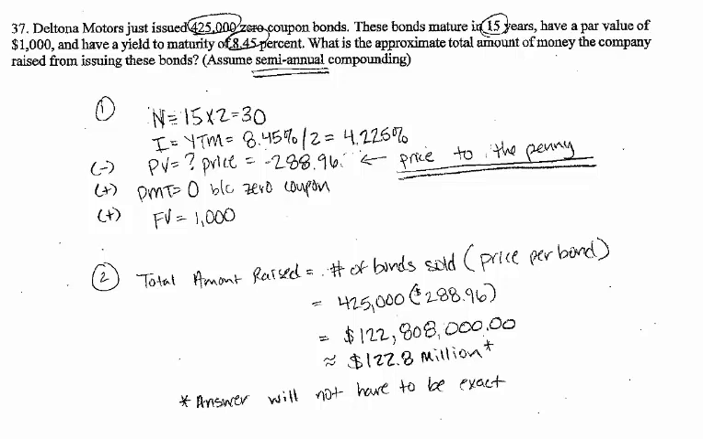So what is the approximate total amount of money that the company raised from issuing these bonds? So it's kind of like that zero coupon bond problem before, except in the reverse order. Here we're trying to figure out how much money was raised instead of what that last payment would be.